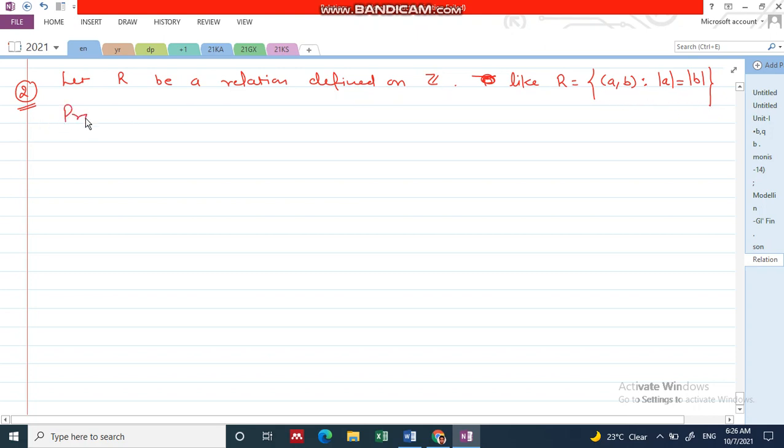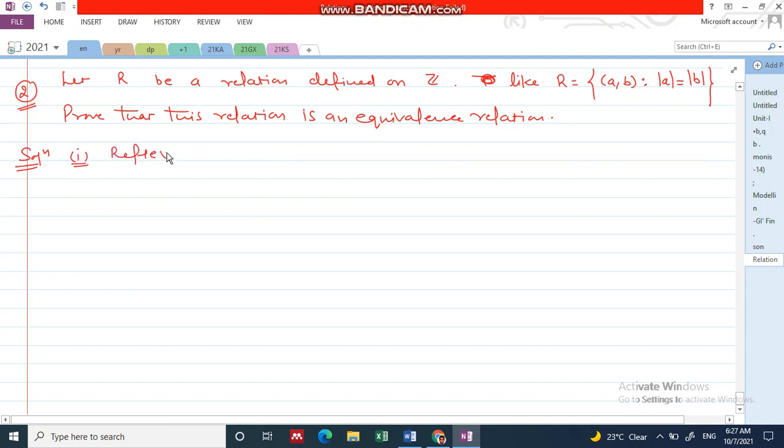Then prove that this relation is an equivalence relation. Okay? So as we want to prove that it is an equivalence relation, first of all we prove that it is reflexive.